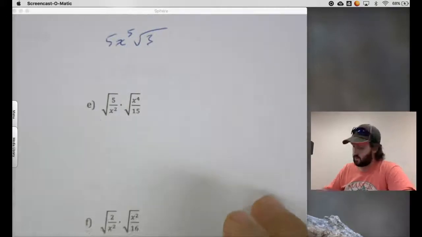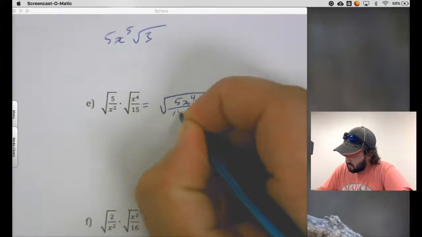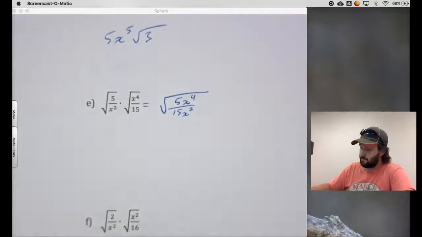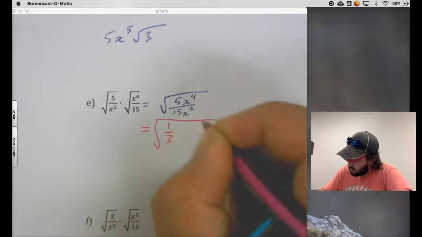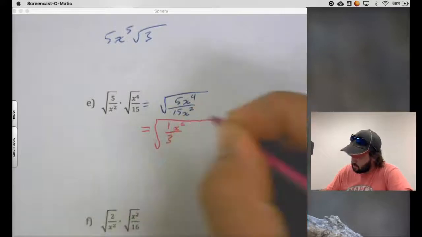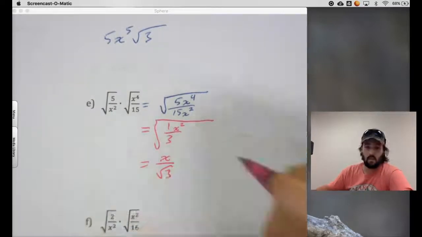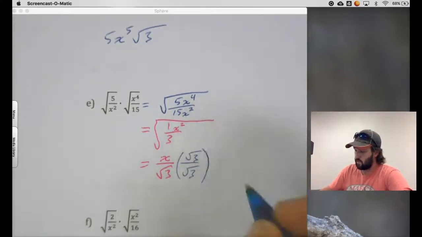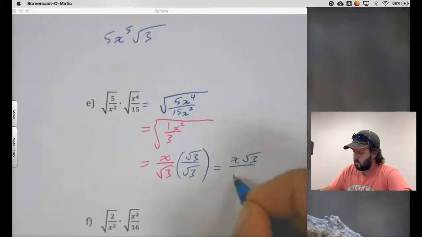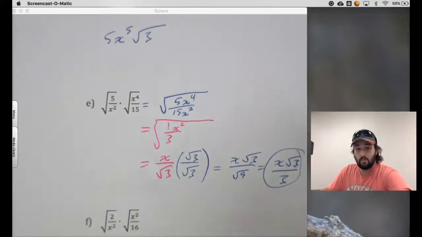With part E, multiply straight across. So I would have square root of 5x to the 4th over 15x squared, and then reduce as much as you can. So that would give me 5 over 15 is 1 over 3, still under the square root. X to the 4th over x squared would give me x squared. So if I have the square root of x squared, that just gives me x, so this would be x over root 3. Now remember, in that last one we talked about rationalizing. So if I multiply by the square root of 3, top and bottom, this will give me x root 3 over root 9, which is the same thing as x root 3 over 3. That may be how they write their answer. They could also leave it like this, but I think they rationalize, I'm pretty sure.